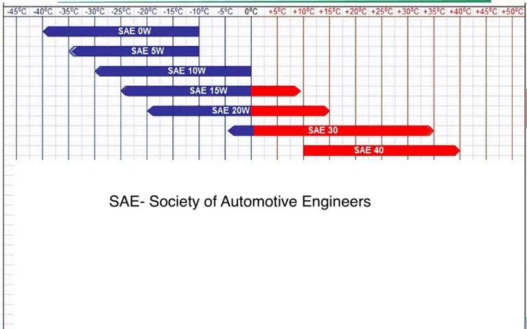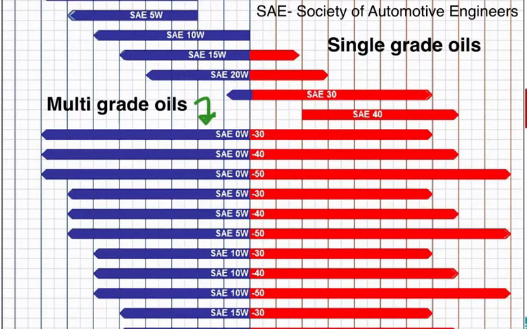So as you can see, any of the single weight or single grade oils have a problem with temperature. They either can't go to colder temperatures and stay at the right consistency, or they can't go to higher temperatures and be at the right consistency. So oil companies have developed something called multi-grade oils. Now the multi-grade oils allow us to have various temperatures from both low to high by adding something called a viscosity improver.